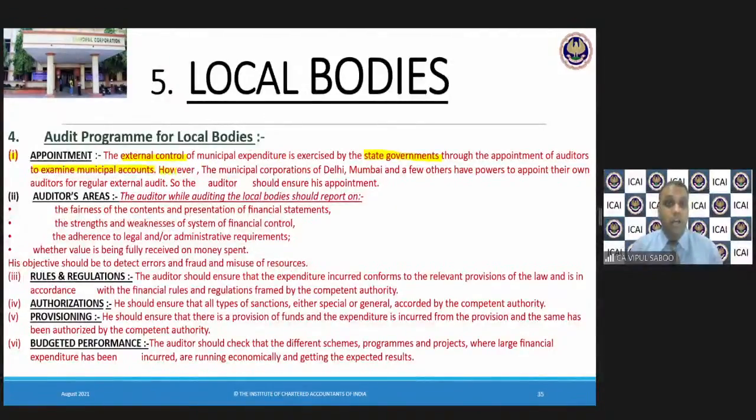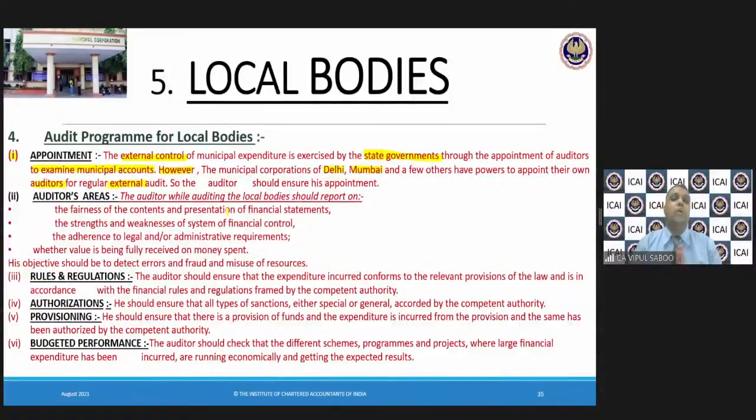However, the municipal corporations of Delhi, Mumbai, and a few others have powers to appoint their own auditors for regular external audit. What is external audit? External audit is one which is carried out by a third independent party. They're like the statutory audits. Internal audit is what? It is on assignment basis given to a professional who submits you monthly report. Right? So we are talking about external audit over here.